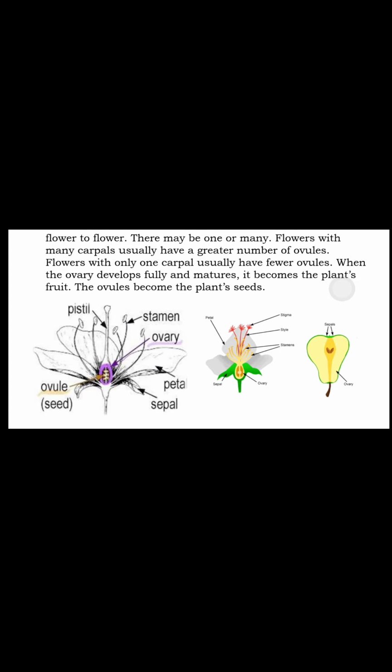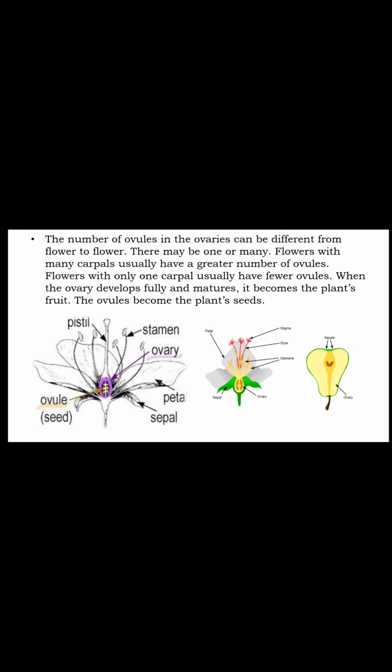When the ovary develops fully and matures, it becomes the plant's fruit. The ovules become the plant's seeds.